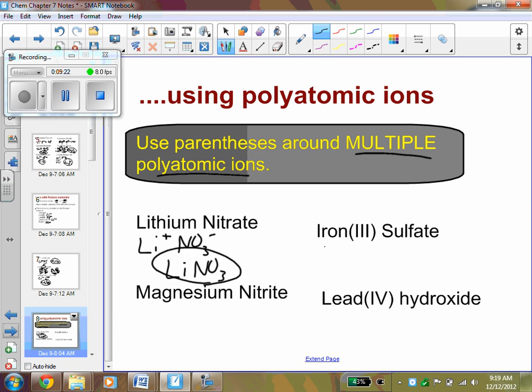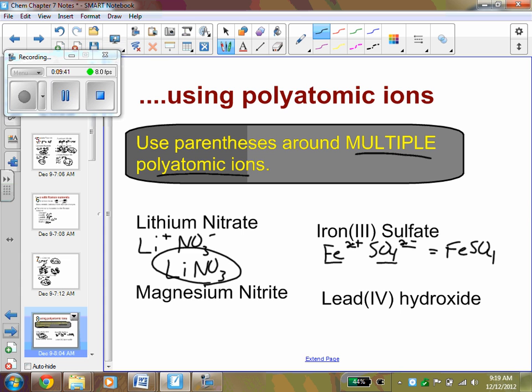Now check out this one. We have iron, which is 2+, and sulfate, which is 2-. So I have one of these to give me 2+. One of these gives me 2-, so the 2 pluses equal out the 2 minuses. This is, again, just FeSO4. Since I only needed one, I do not use parentheses.